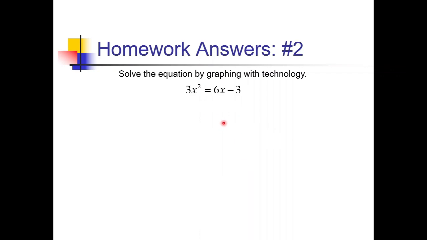To solve this equation by graphing, it would be a good idea to move everything over to one side first. So I'm just going to move everything over to the left side. So I'm going to have 3x squared and then minus 6x and plus 3, all of that equaling 0. And now I just have to graph the left side of this equation on Desmos and see where it hits the x-axis. So go into Desmos.